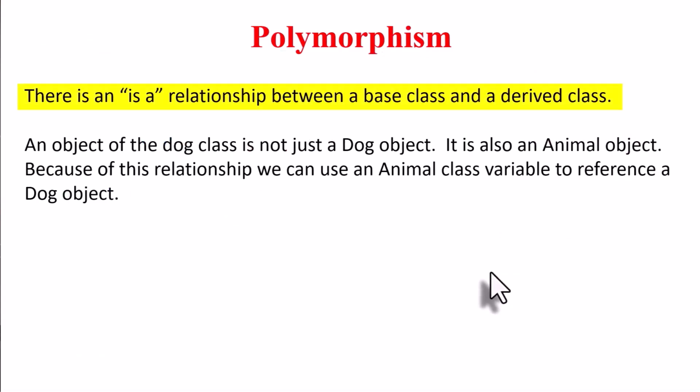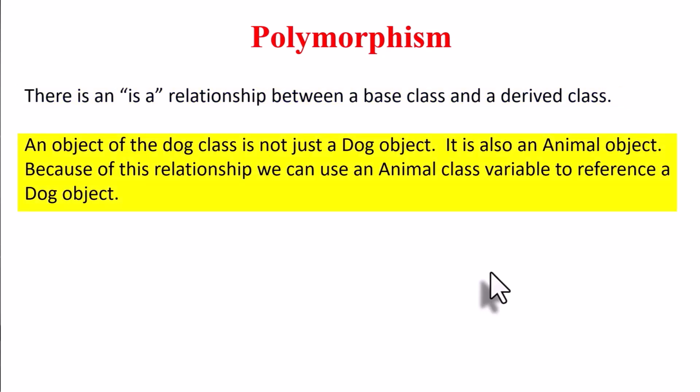There is a relationship between the base class and the derived class. An object of the dog class is not just a dog object, it's also an animal object. Because of this relationship, we can use the animal class variable to reference a dog object. How do we do that?